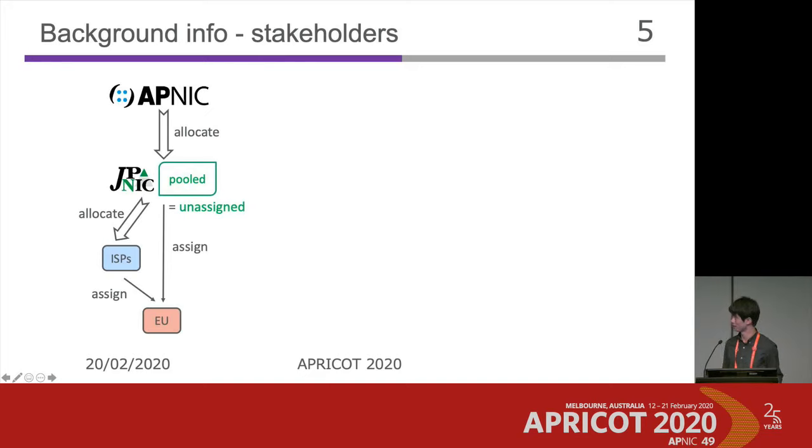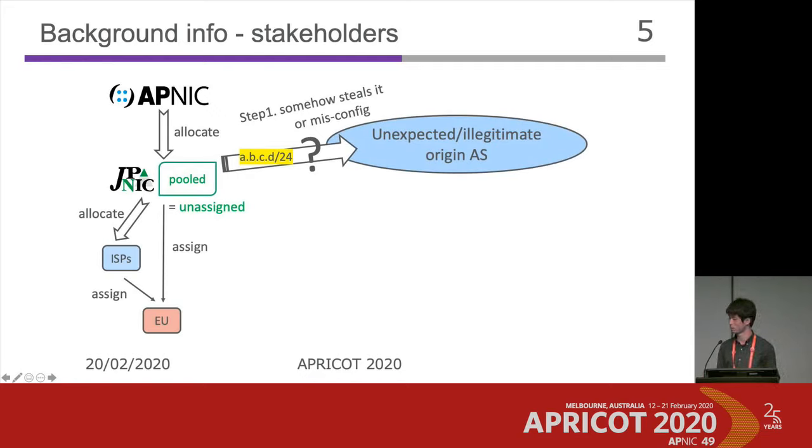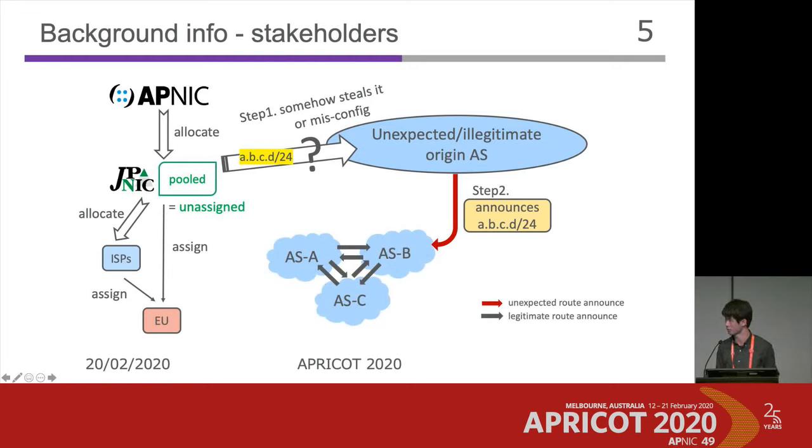Then somebody out there somehow steals, or, I think this is mostly the case, simply misconfigures one of these pooled addresses, ABCD/24 in this slide. Then, being an unexpected or possibly illegitimate origin AS, it announces this ABCD/24 to the next hop. What happens is, as you can easily imagine, the BGP routing system is based on honesty, so it easily spreads to other networks. Eventually, NIRs like JPNIC or any route monitoring researchers can easily see these unassigned addresses being announced.